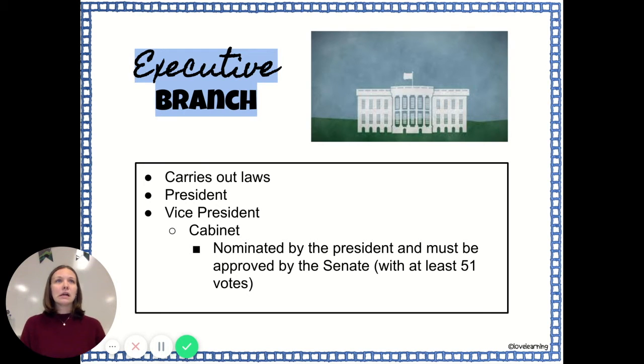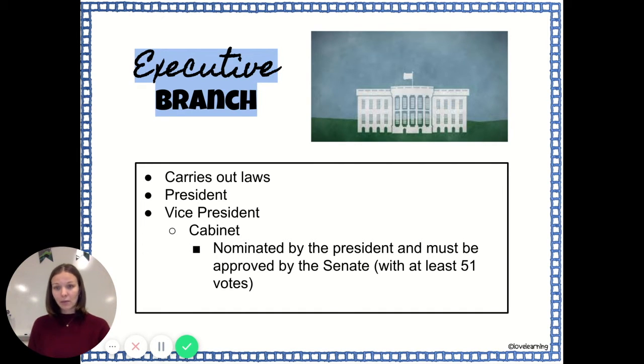So it's really important that we vote and we use our right to vote and we use our voice and our right to freedom of speech to decide who is best fit to run our country, because to have the power of running our country is a really, really big deal. So the president is the person who carries out the laws passed by the legislative branch. So the president, the vice president, and the cabinet all carry out the laws passed by the legislative branch, which is passed by Congress.